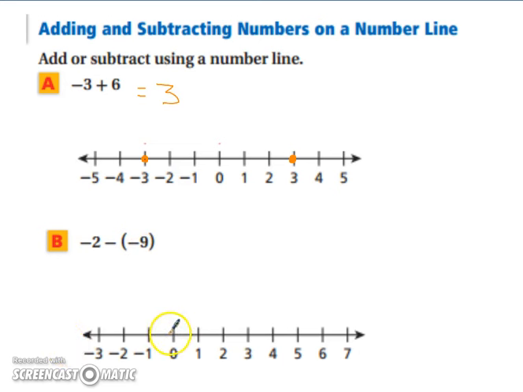Alright, so we're going to start at -2. Then we're going to go minus -9, which means we're going to go to the right 9. So 1, 2, 3, 4, 5, 6, 7, 8, 9 puts us at 7. So -2 minus -9 gives you a positive 7.